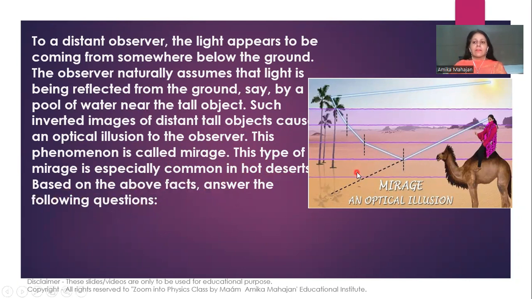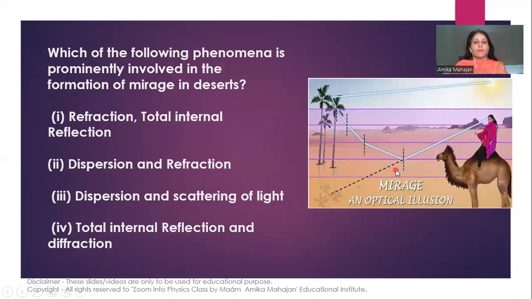So this case study is based on total internal reflection. We should keep in mind that total internal reflection takes place only if the ray is traveling from denser to rarer medium and it is falling at the interface at an angle greater than the critical angle, and this critical angle is given by the relation 1 by sine c equal to refractive index. So let's read the first question. Which of the following phenomena is prominently involved in the formation of mirage in deserts? Obviously, it is refraction and total internal reflection. So from these four options, the first option is the correct one.